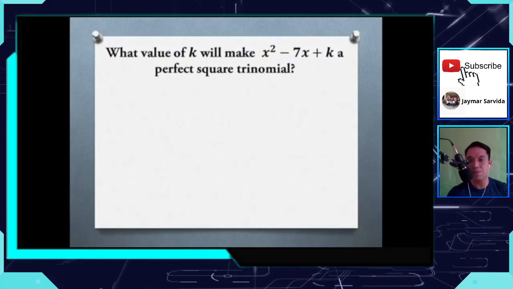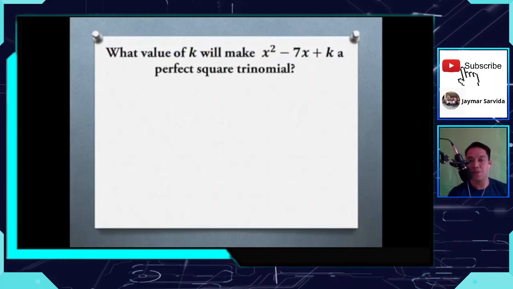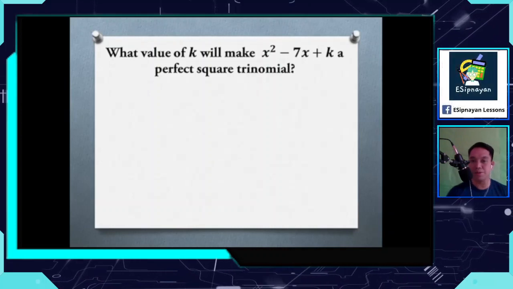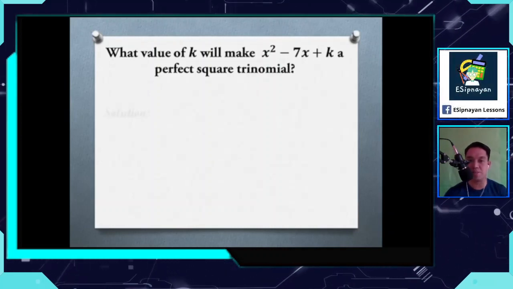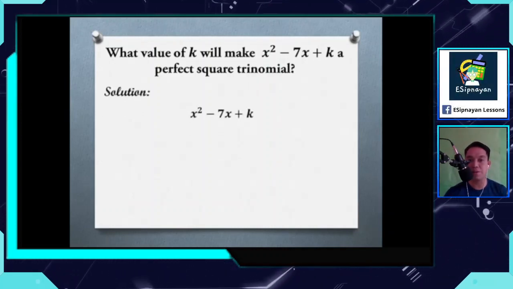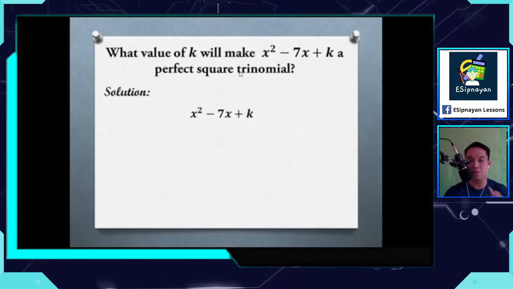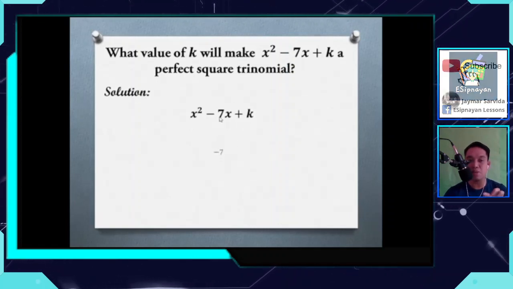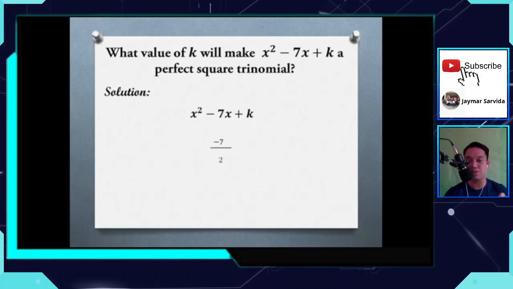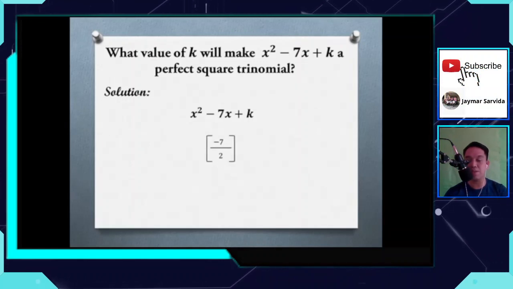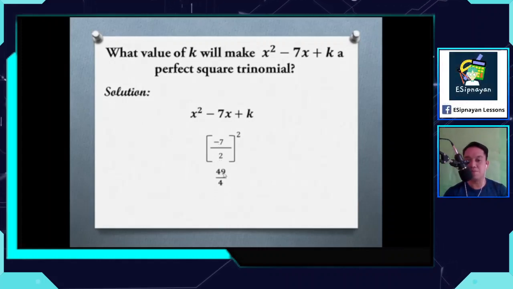So example number 1, what value of k will make x squared minus 7x plus k a perfect square trinomial? So divide the coefficient of our middle term, which is negative 7, by 2 and square it. So that will become positive 49 over 4. And that is now the value of k.